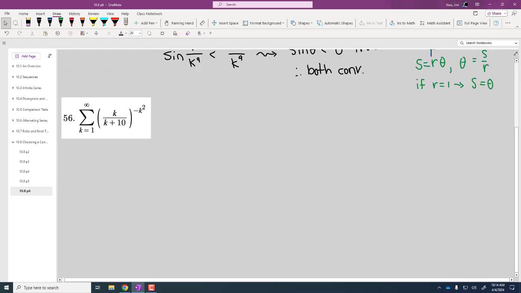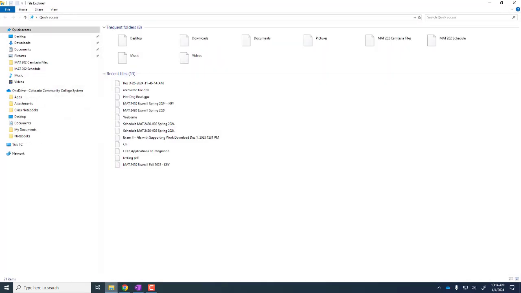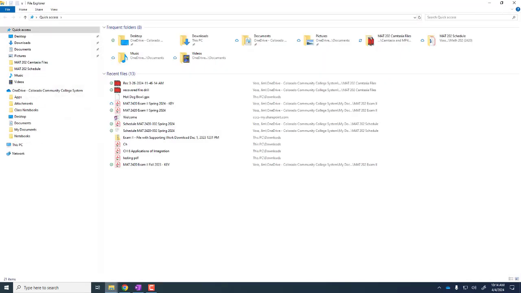Okay, how about this one? Again, we see that power of k on the outside, so our gut is to probably go with the root test. That's probably where we think to go first, so let's quickly do a root test just to see if we can get there.